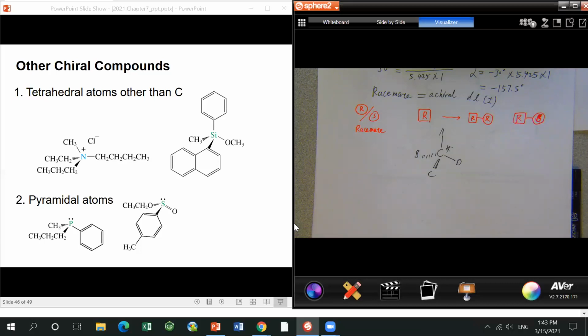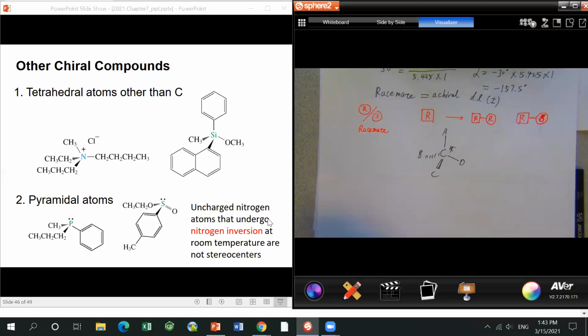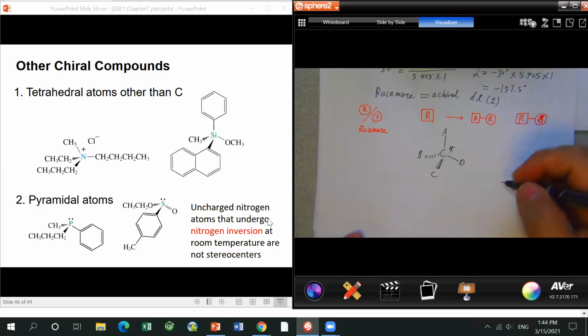There are many more, but not nitrogen. So here, a good question. For nitrogen, there's a lone pair of electrons, and then you can have the three attachments. So it looks like nitrogen can also be a stereocenter. But at room temperature, the nitrogen structure can quickly flip, going up and down, and then you generate the enantiomer.